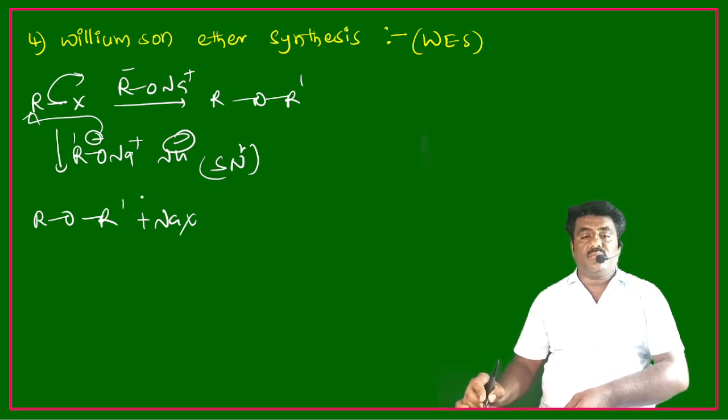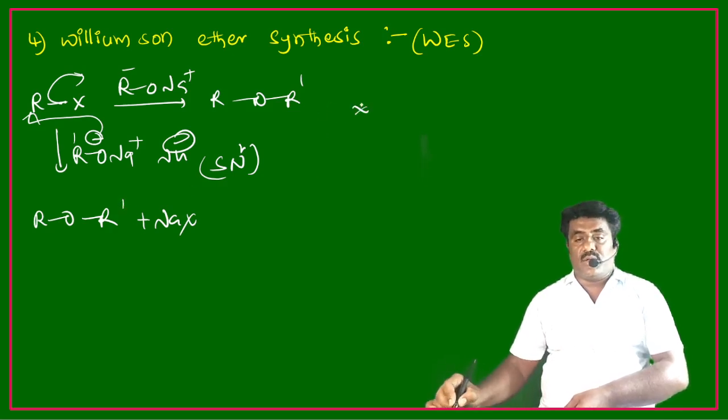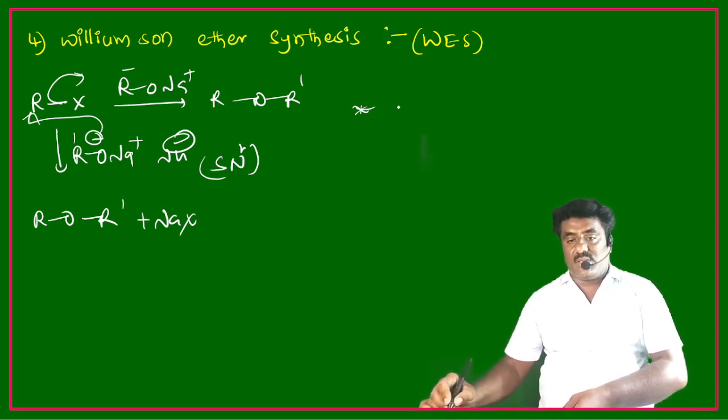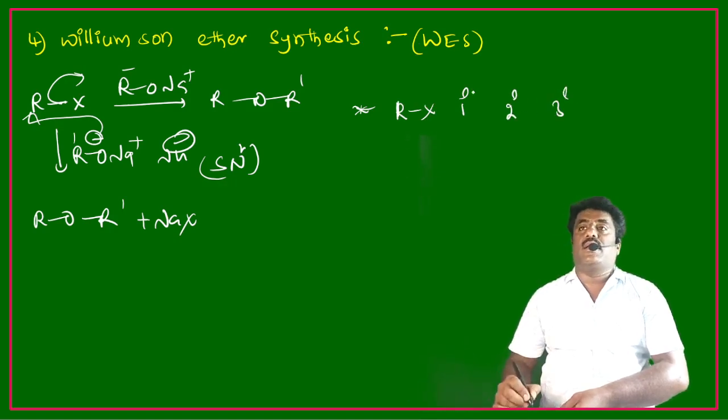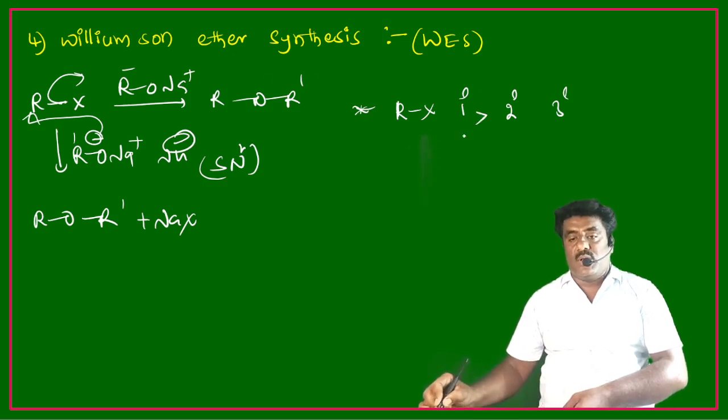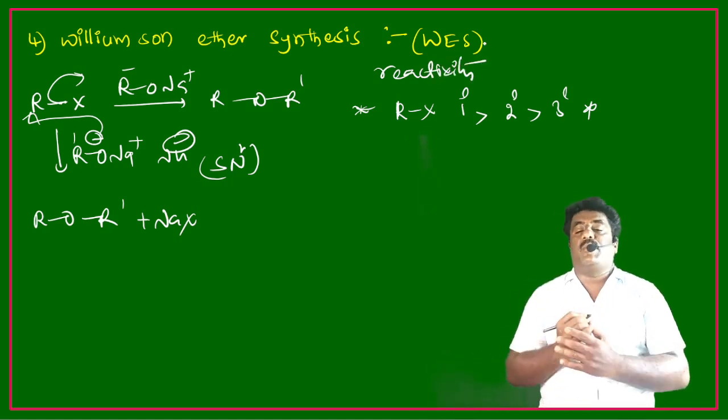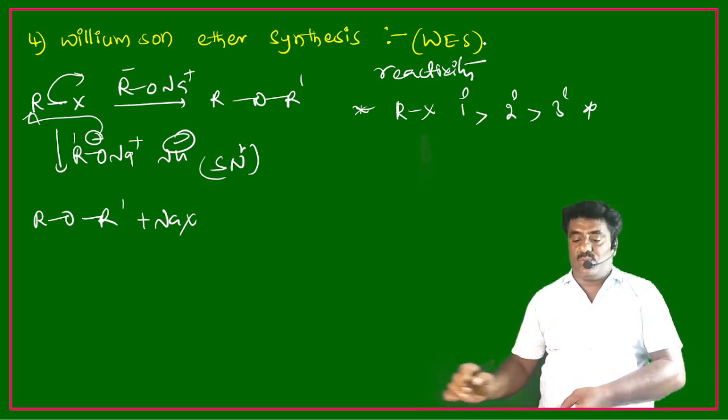Yes. In this SN2 mechanism, what happened? What is the reactivity? Among primary alkyl halide, secondary alkyl halide and tertiary alkyl halide, which is more reactive? Primary is more reactive than secondary, than tertiary alkyl halide. This is the reactivity order of alkyl halides. The primary alkyl halides are more reactive.